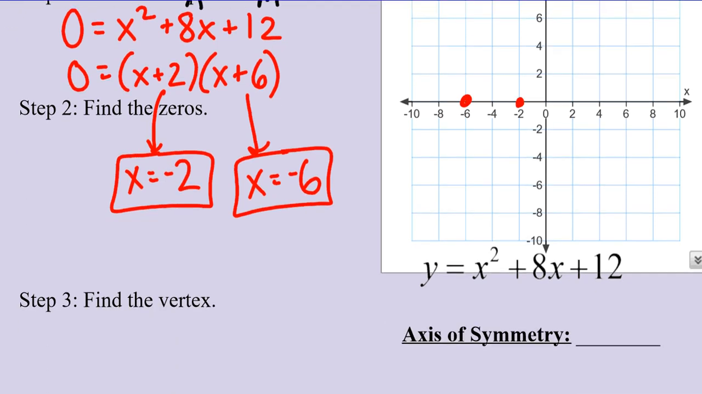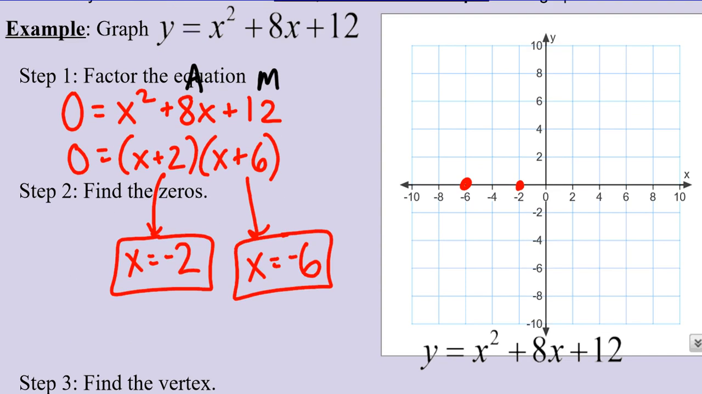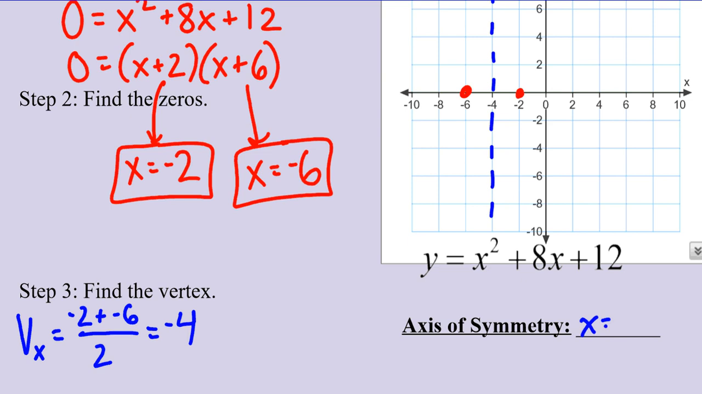Once I have the x-intercepts, the vertex has to be halfway in between. The vertex's x-coordinate is halfway between. You can just see it's going to be negative 4, but if you average those two values, add them together, divide by 2, you'll get negative 4. That is actually also known as your axis of symmetry. So your axis of symmetry is x equals negative 4.